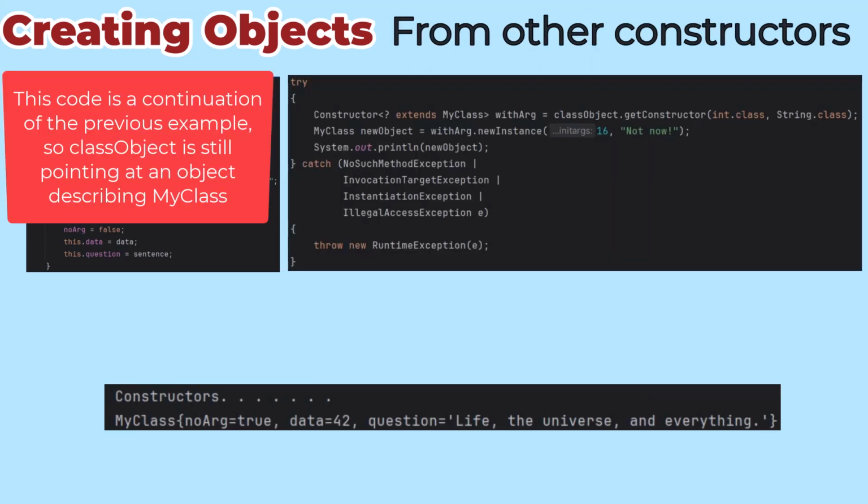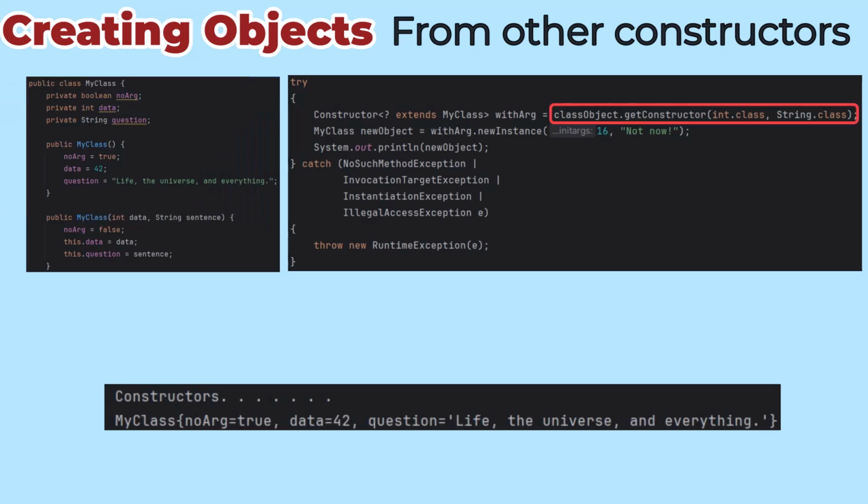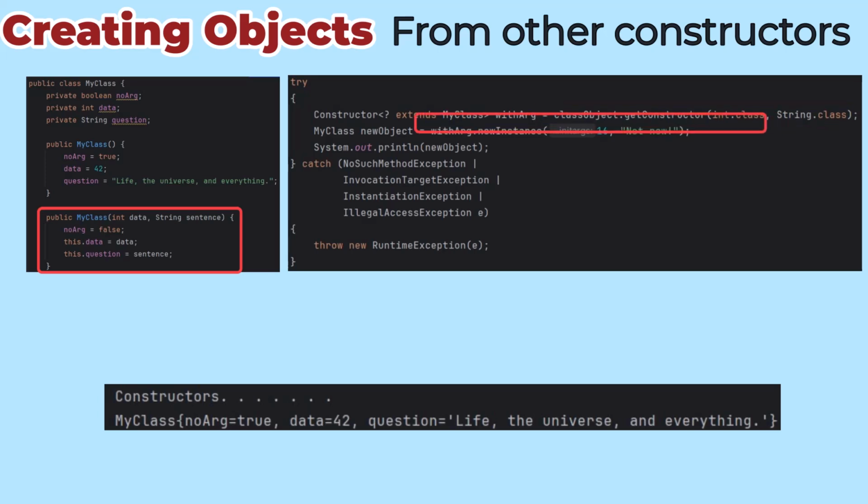In addition to the no-arg constructor, I can get a particular constructor by passing the classes of the types of the arguments I want into the getConstructor method. For example, to get the 2-arg constructor that has int and String parameters, I call getConstructor passing in int.class and String.class, which is really java.lang.String since that's where I imported it from.